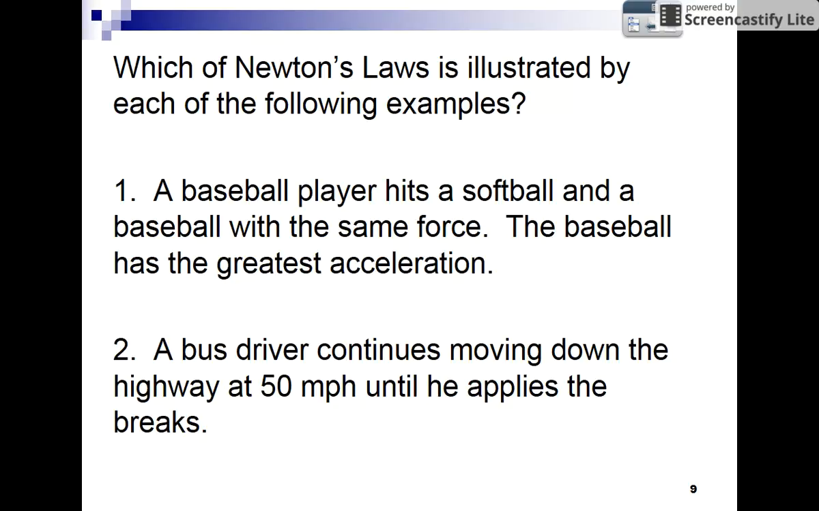Anytime it's talking about two different masses of things, acceleration, the force being applied, hopefully you'll clue in that that's representative of the second law of motion, that F is equal to ma. Number 2, a bus driver continues moving down the highway at 50 miles per hour until he applies the brake. Hopefully you guys get that is the first law. An object in motion will stay in motion until something stops it. And in this case, it would be him applying those brakes.